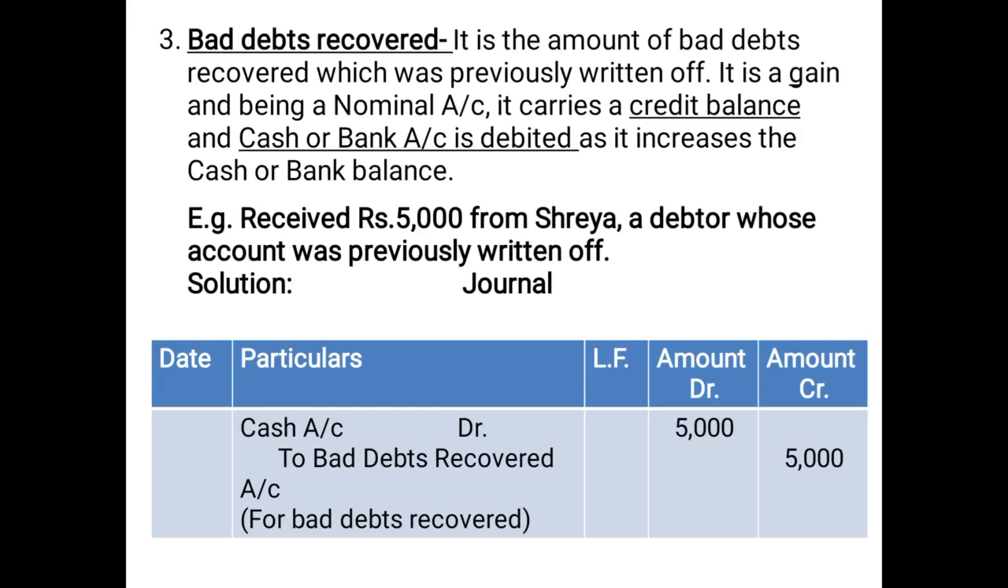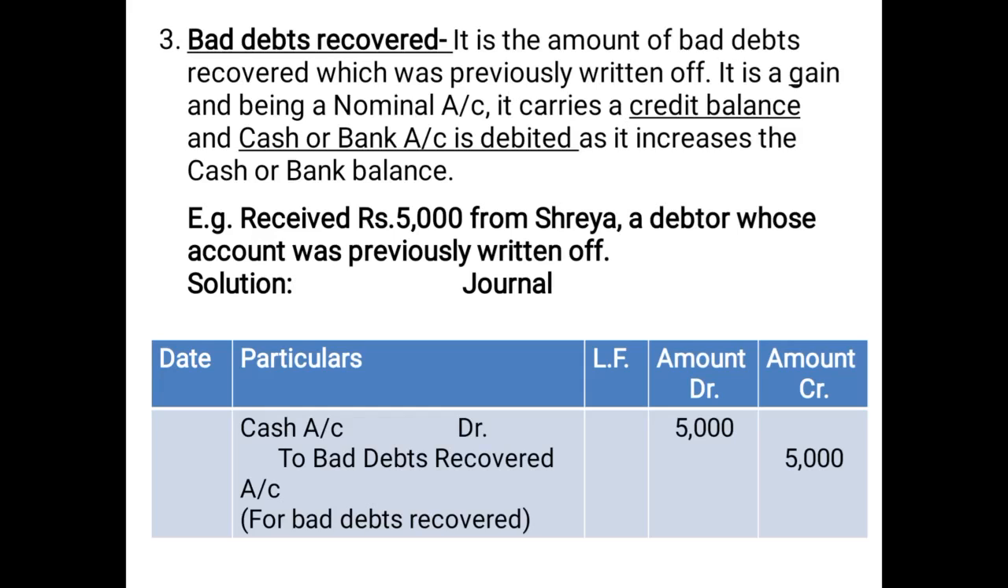So since it is a gain, again being a nominal account, we know that we credit all incomes and gains. So therefore bad debts recovered account will be credited. And when we receive this amount, cash is coming in the business, and as we know, cash being a real account, debit what comes in, therefore we will debit cash account. So what is bad debts recovered? It is the amount of bad debts recovered which was previously written off. It is a gain, and being a nominal account, it carries a credit balance, and cash or bank account is debited as it increases the cash or bank balance, or also because cash is coming in.